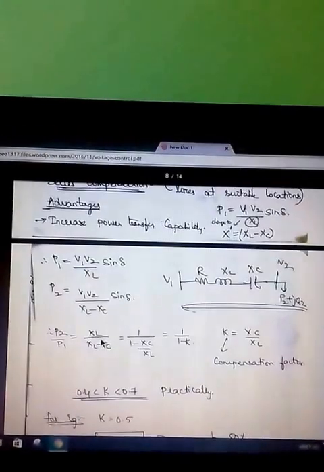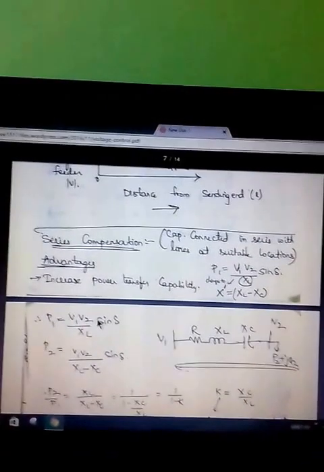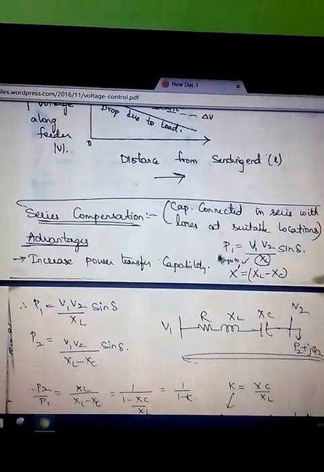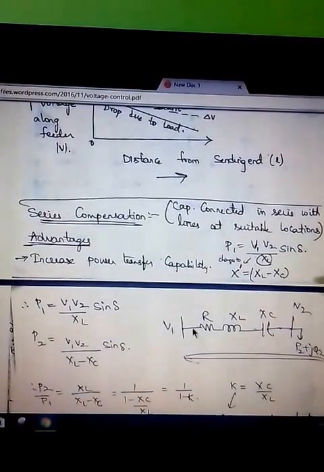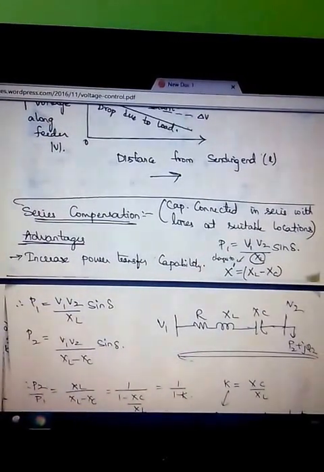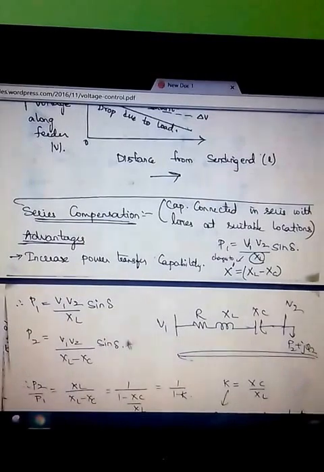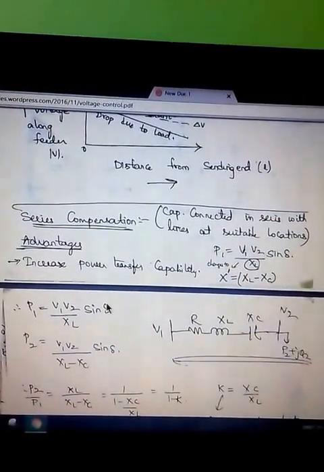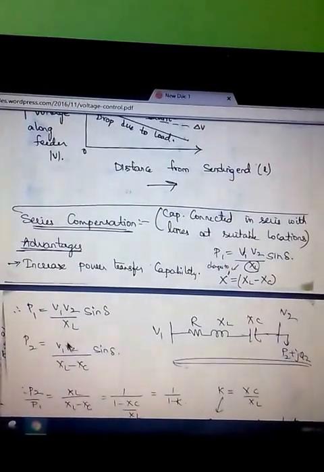Next is series compensation. In series compensation, the main aim is to increase power transfer capability. Here there is a line with R and X, and a series capacitor, and this is a load P2 plus jQ2. Sending end voltage is V1, receiving end voltage is V2. The power transfer equation is V1 V2 by X sin delta, where XL is my inductive reactance.